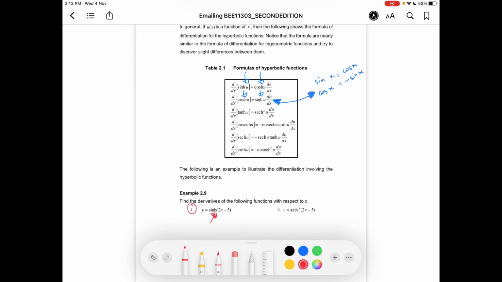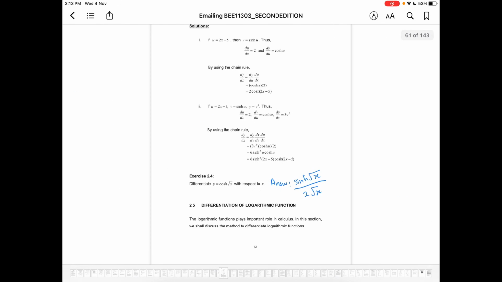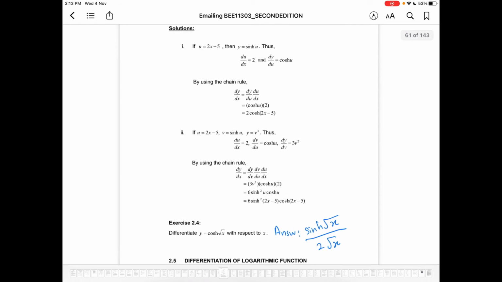Here we start with one, Roman numeral: y equals hyperbolic sine of 2x minus 5. The second example is y equals hyperbolic sine to the power of 3 of 2x minus 5. One without power and another with power. Now let's see the solution.